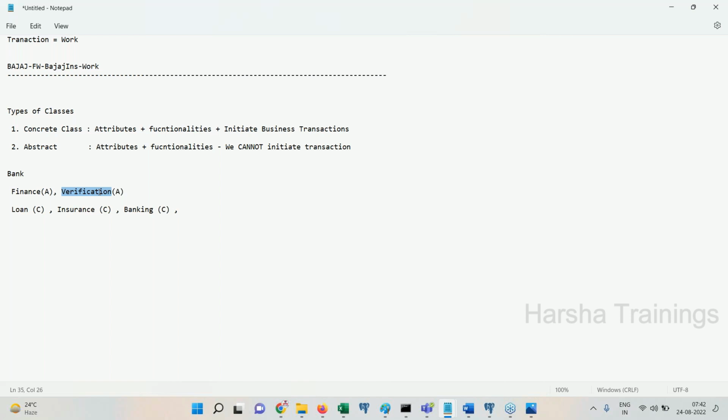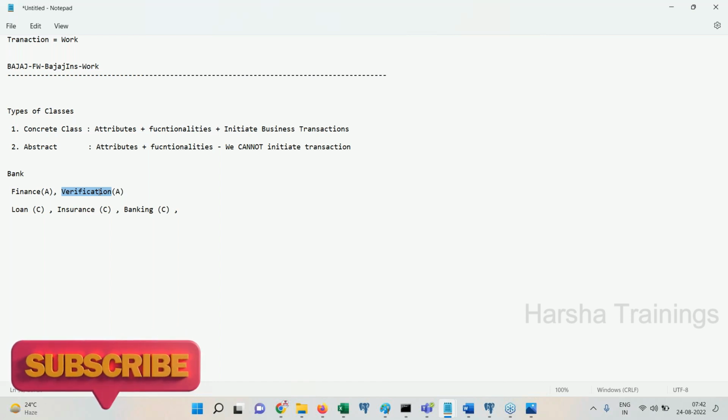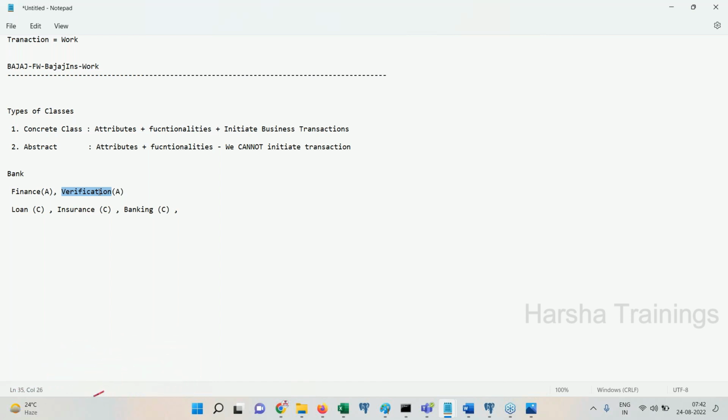Imagine I did not set this up as abstract, I had set it up like a concrete department. What could be the problem for the business? First thing is, is that a right business setup? Yes or no? That is not right. That is not the correct way to set up your business. And the next thing is, what could be the problem? Anyone can initialize the business transaction even from the verification department. Is that the right way? That is not right.